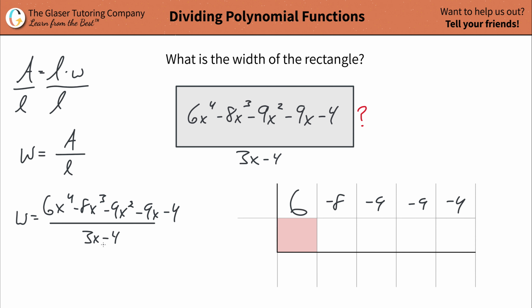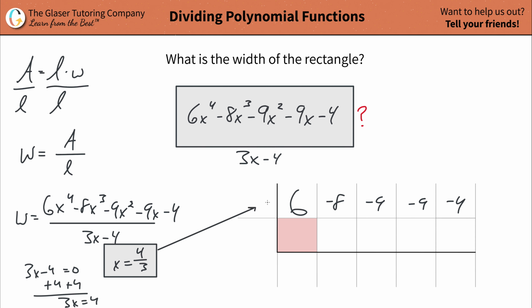Then what you're going to do is go to the divisor. Set 3x minus 4 equal to 0, and you're going to solve this for x. So this becomes 3x is equal to 4, and therefore x is going to be equal to 4/3. And the reason why you do this is because this will tell us the value that we need on the outside of our synthetic division table. So this is going to be a nice 4/3.